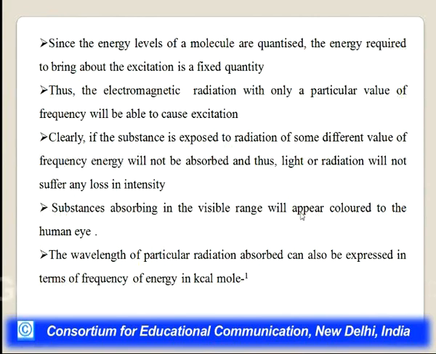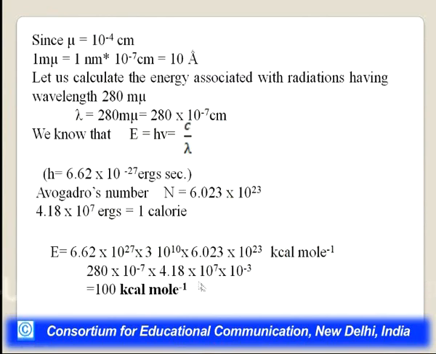A substance absorbing in the visible range will appear colored to the human eye. The wavelength of particular radiation absorbed can also be expressed in terms of energy, or we can say in kilocalories per mole. You can see here this is mu, which is equal to 10 to the power minus 4 centimeter.